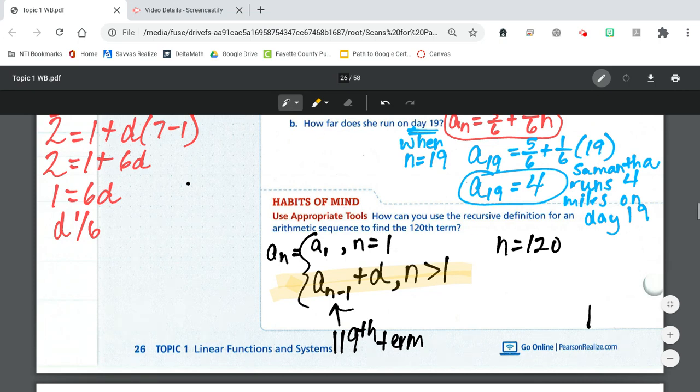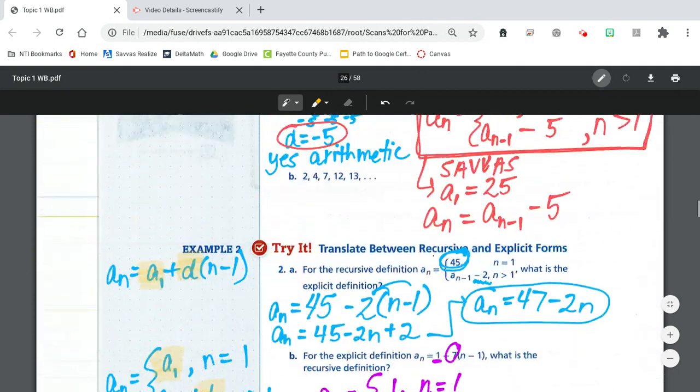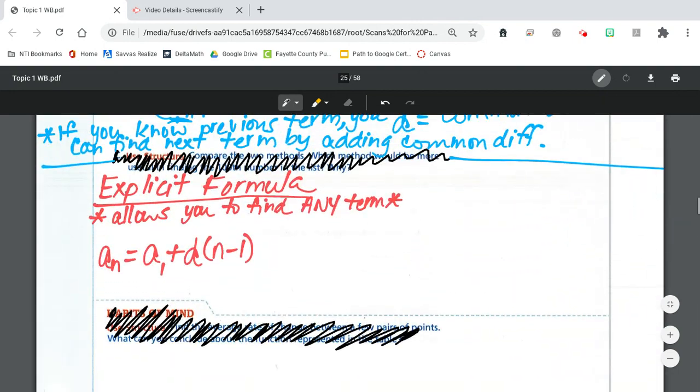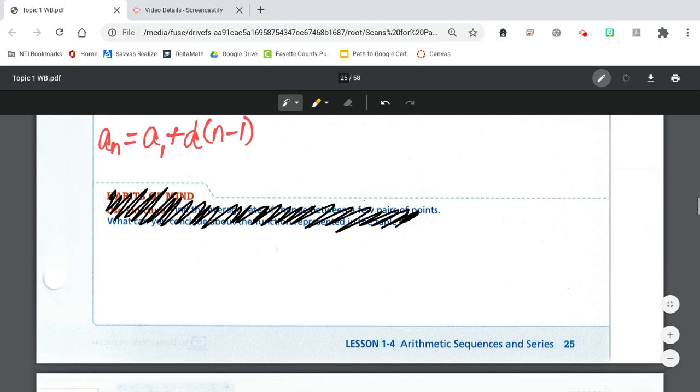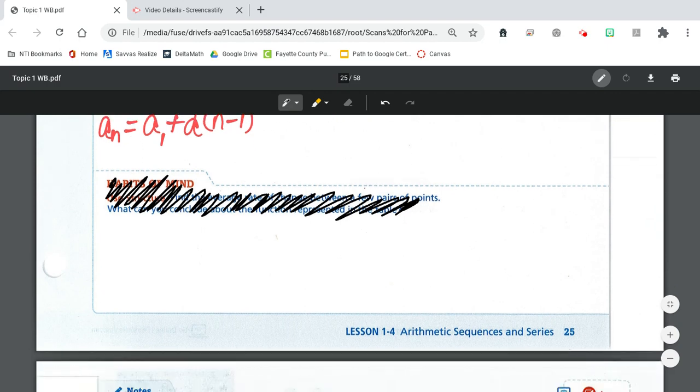Then you'll have something else. So let's go back to that front page. I need to add one more formula. We'll add it right here. That last formula we're going to add is called the sum of a finite arithmetic sequence or series.